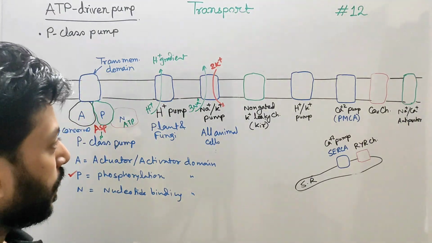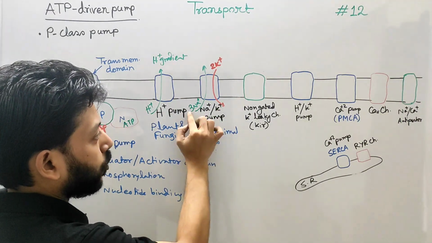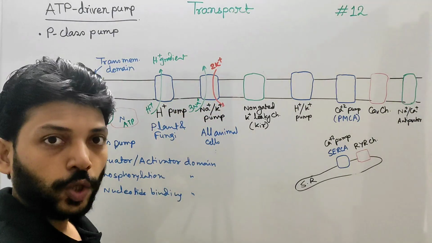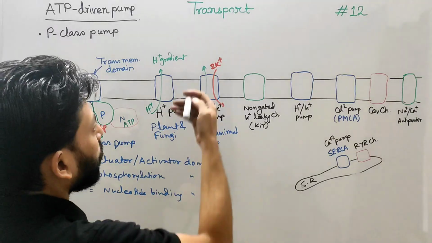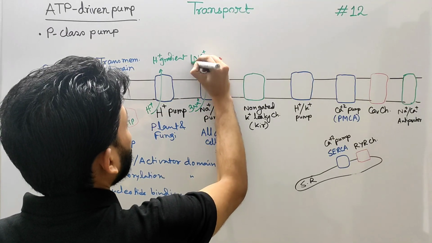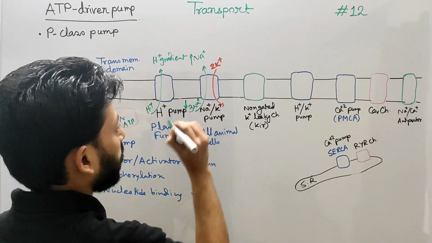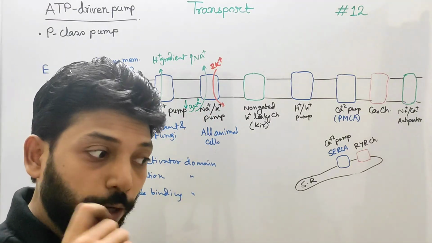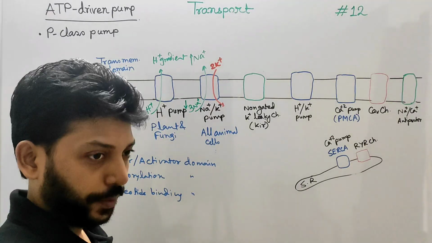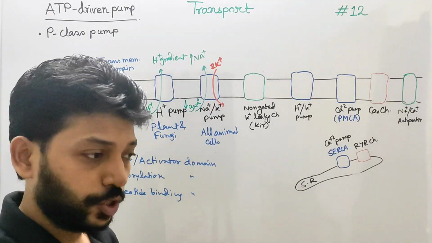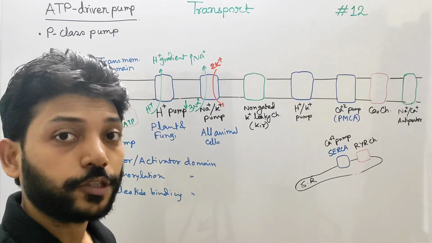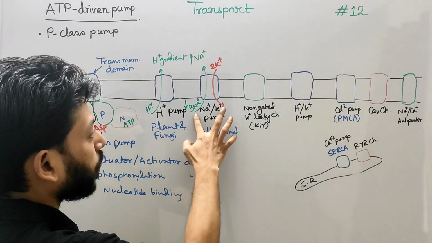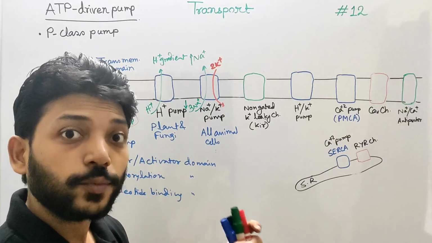Now what happens here? As you can see, this pump exports sodium ions from inside to the outside. So the concentration of sodium will be high outside and low inside. So this sodium potassium pump generates the ion concentration gradient of sodium and potassium. Basically, all ATP driven pumps generate and maintain ion concentration gradients. So by the functioning of this pump, the sodium and potassium concentration gradients will be generated.